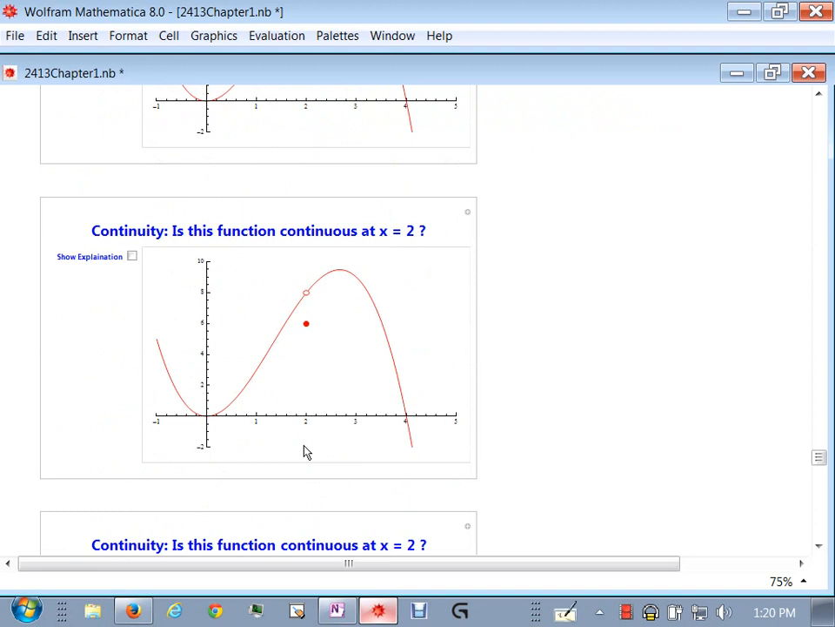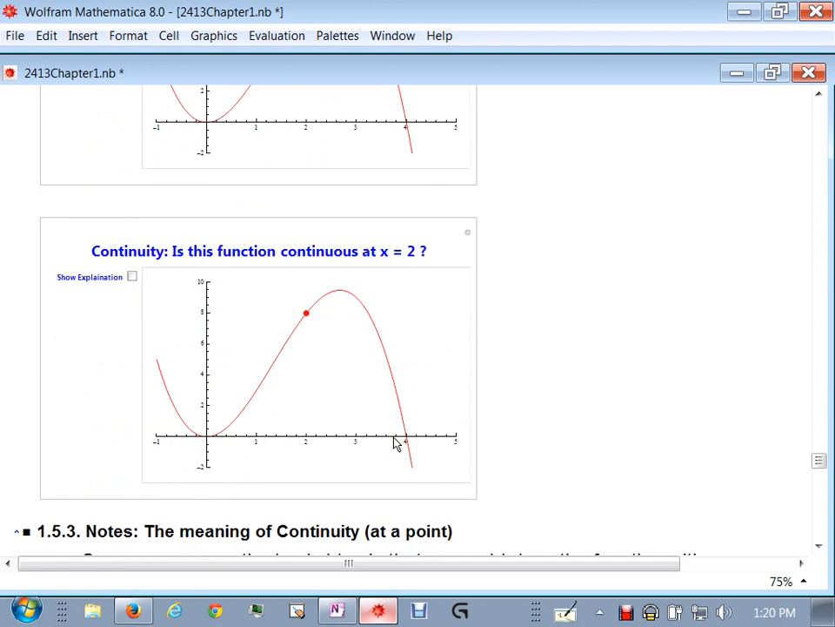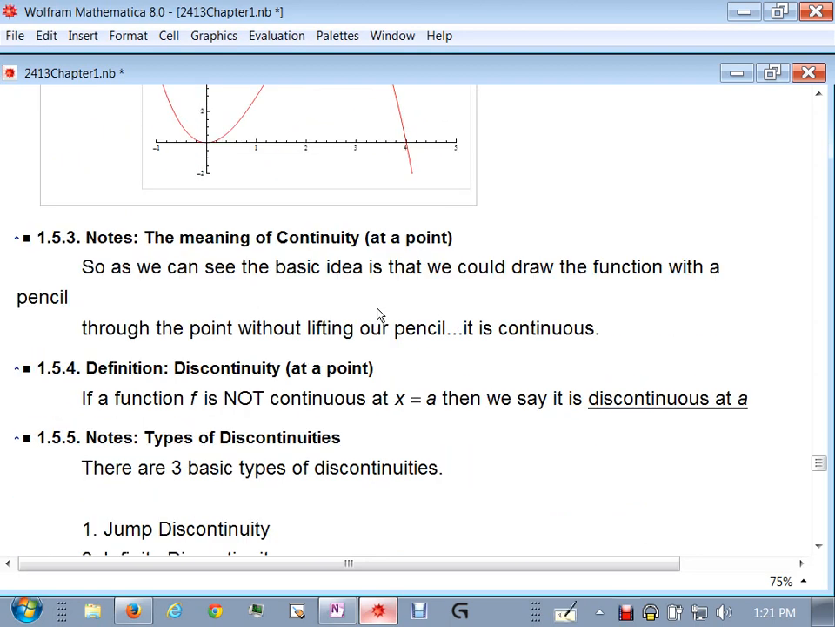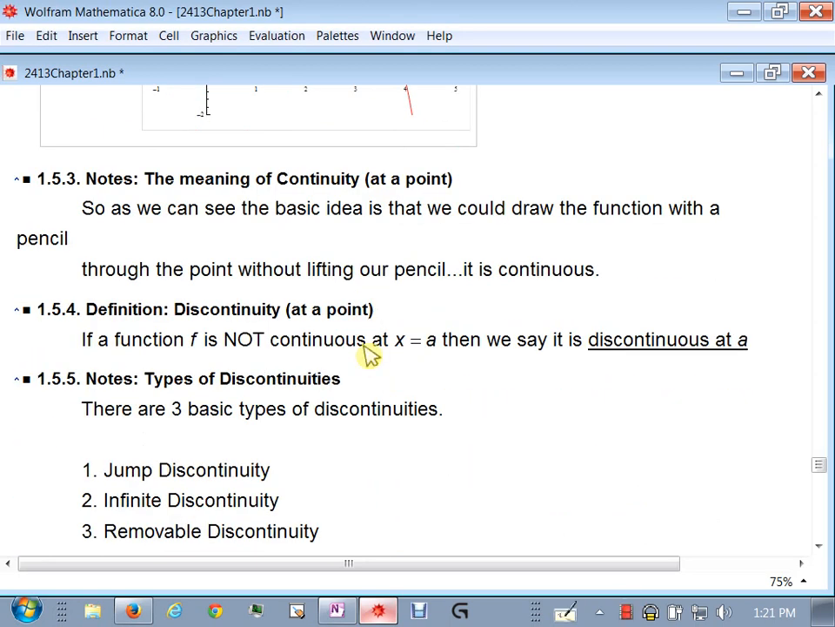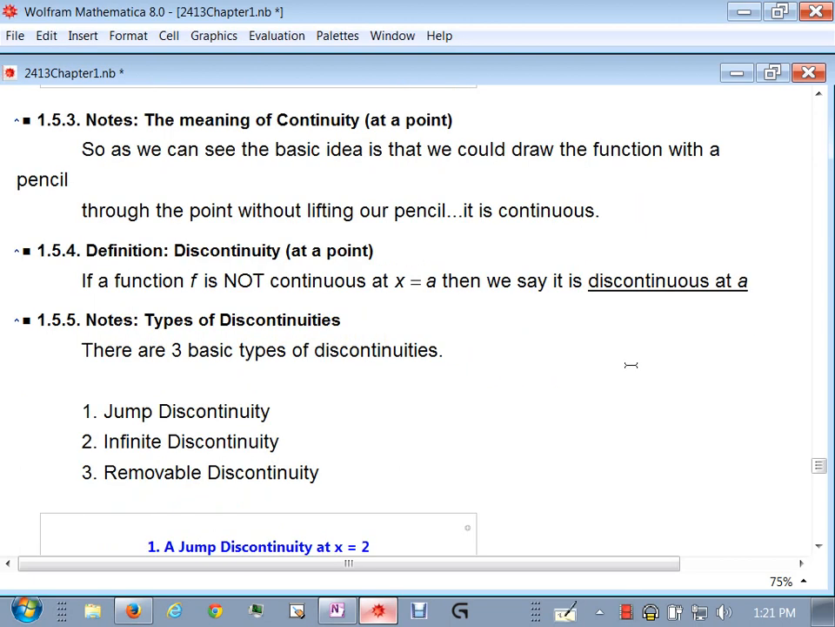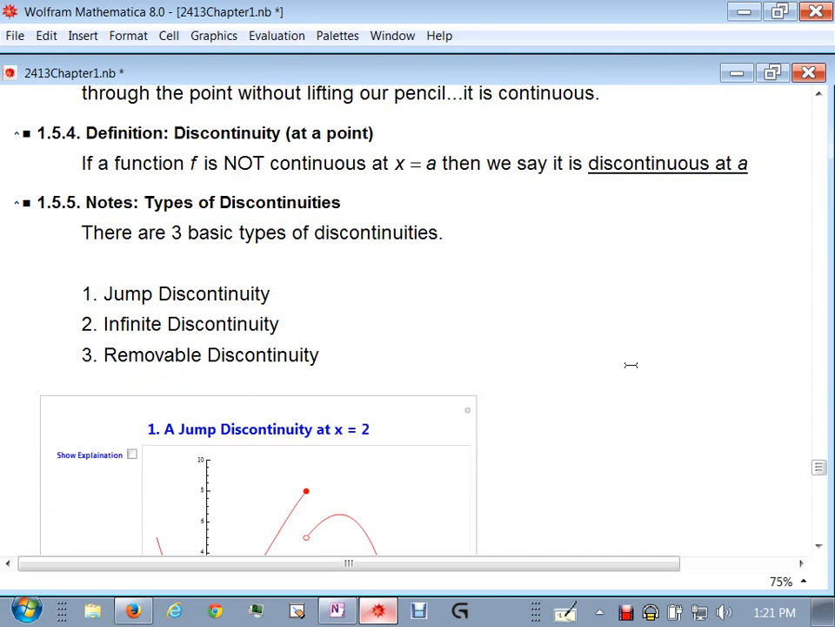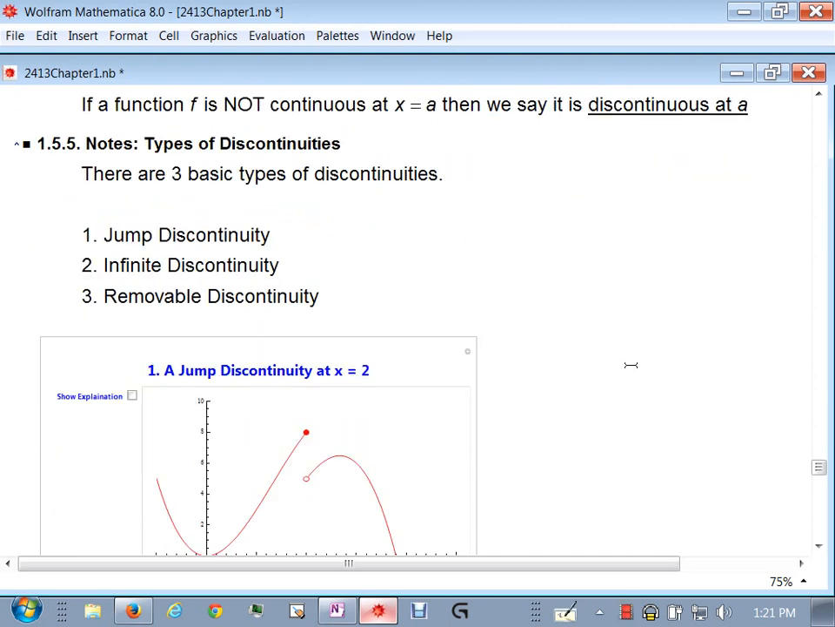This one is still discontinuous at 2 because when I get to this, I have to pick up my pencil, fill in this hole, and then come back and go like this. So that is discontinuous at 2. This one is continuous. It's actually continuous everywhere, and when I get to 2, I don't need to pick up my pencil. I just keep going through, right? So continuous, you draw without picking up your pencil. If you have a discontinuity at a point, we say it's discontinuous there. There's 3 basic types of discontinuities. Jump discontinuities, infinite discontinuities, and removable ones.